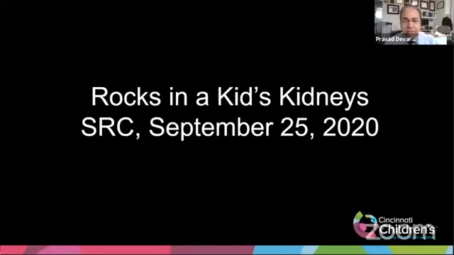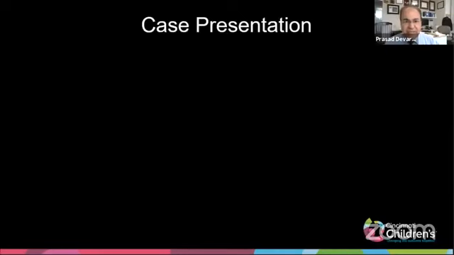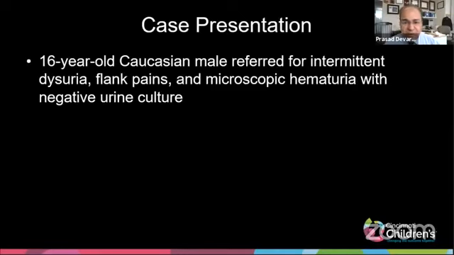Okay, so we're going to talk about rocks in a kid's kidneys. And I'm going to start with a case. So this is a 16-year-old boy who was referred for intermittent dysuria, some vague flank pains, and microscopic hematuria.